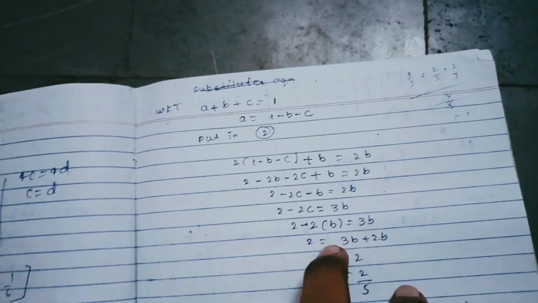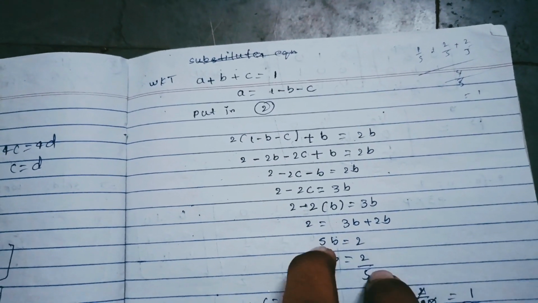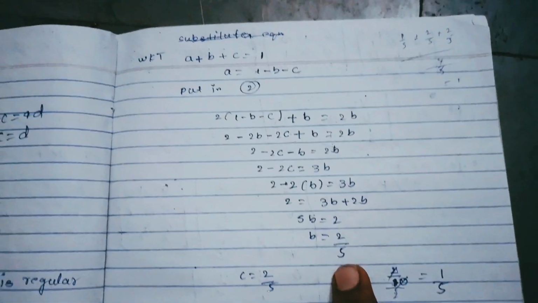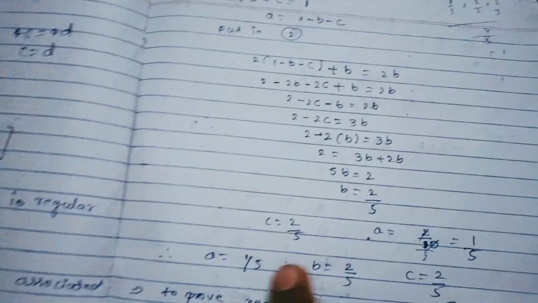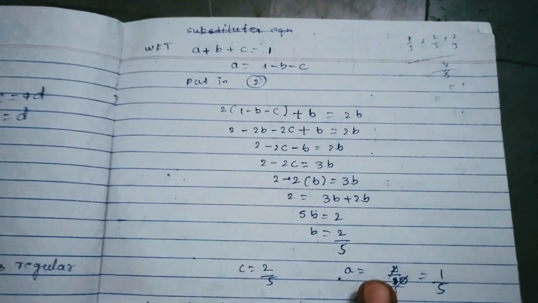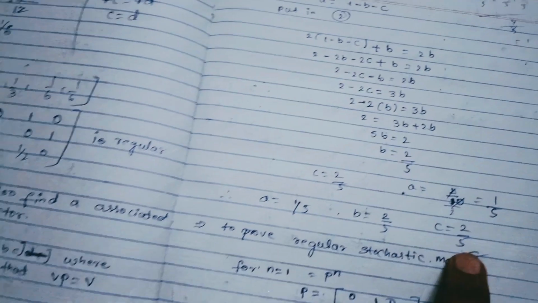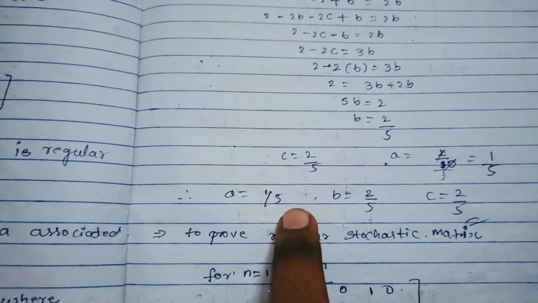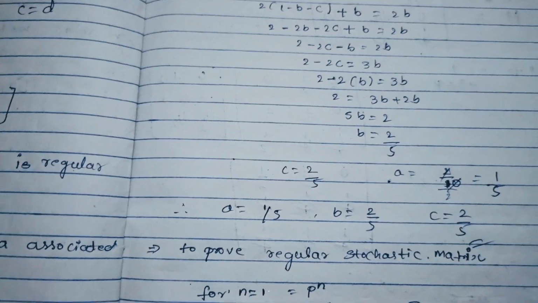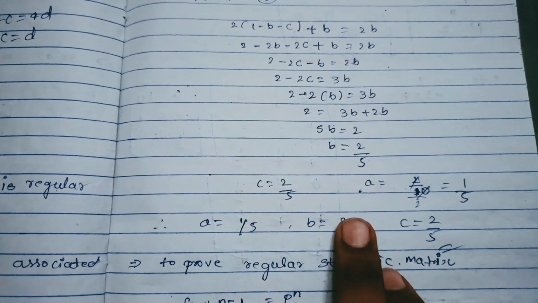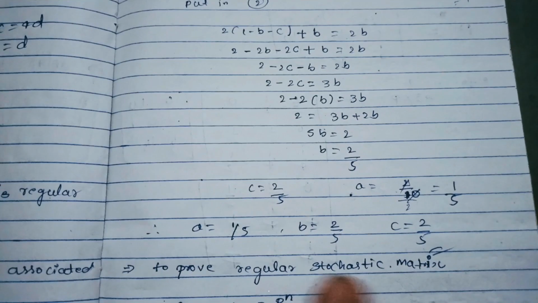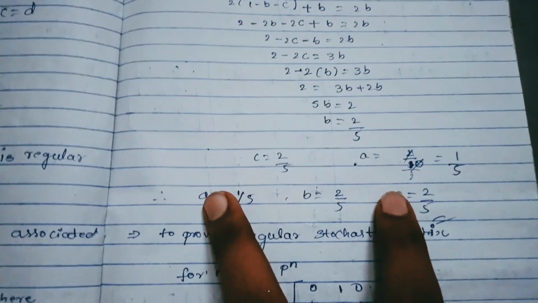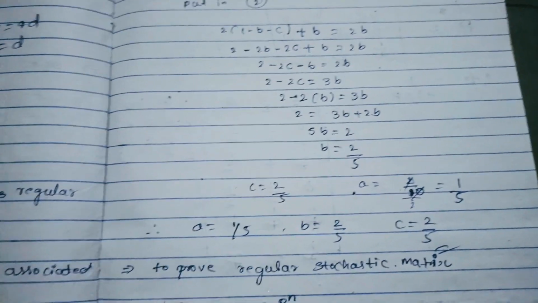We get 2 is equal to 5b, so b is equal to 2 by 5. Then c is equal to 2 by 5, and a is equal to 1 by 5. Now we get the same values as we got programmatically. This is the fixed probability vector: 1 by 5, 2 by 5, 2 by 5. Okay, thank you.